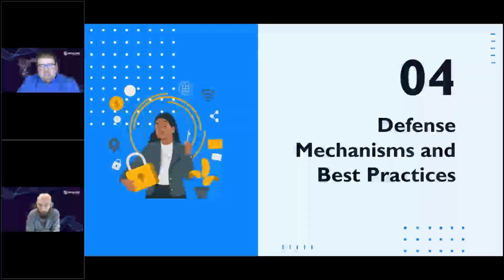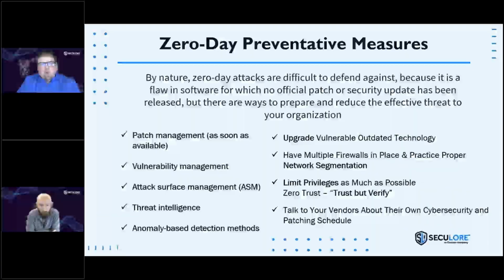All right, defense mechanisms and best practices. So, what can you do to prevent 0 days from affecting your network? And obviously, these are hard to detect because it's a flaw in a software where there's no patch, there's no security update, and a lot of times we talked about how malicious actors are finding them before we do. But Aaron, there are some things that you can do to take some preventative measures that we have here.